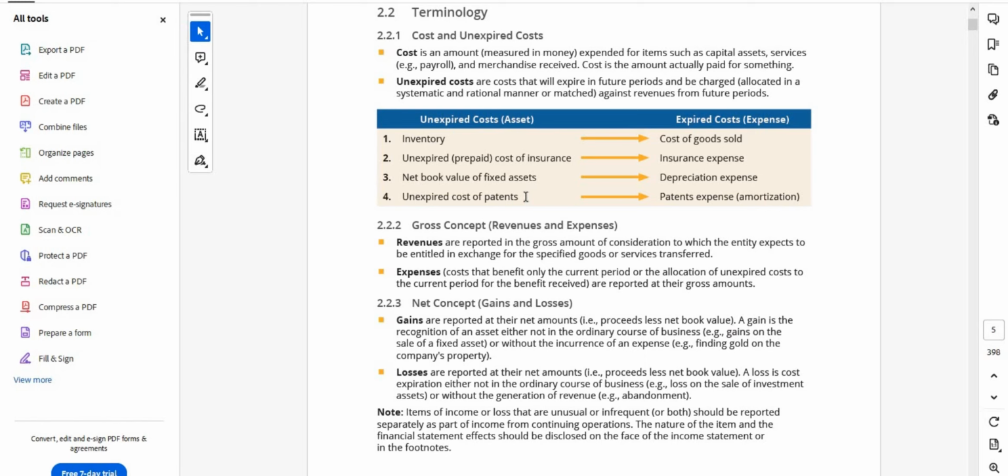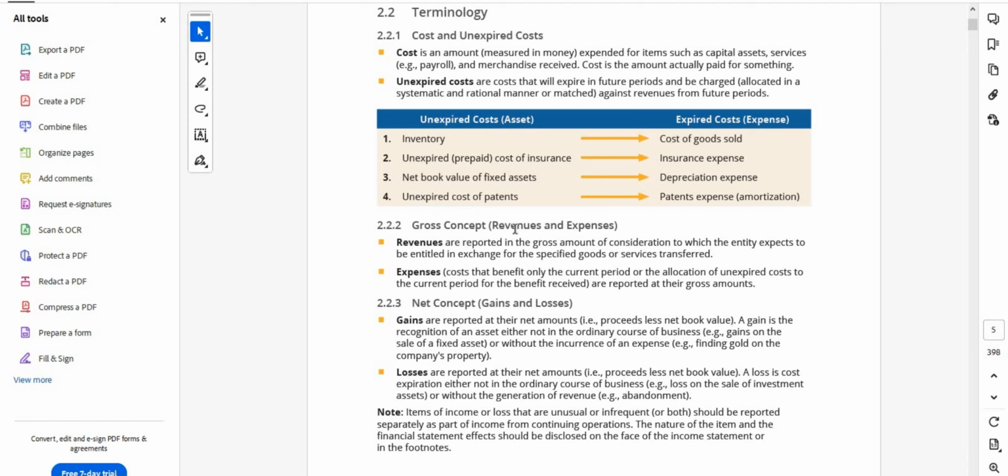If I make a book, then I will charge a patent, or if I make software, I will claim a patent so that no one else can use my software. Expired costs are cost of goods sold, insurance expense, depreciation expense, and patent expense, which is amortized. Means after deducting, it's like depreciation. We use depreciation in the case of tangible assets, and amortization in the case of intangible assets.